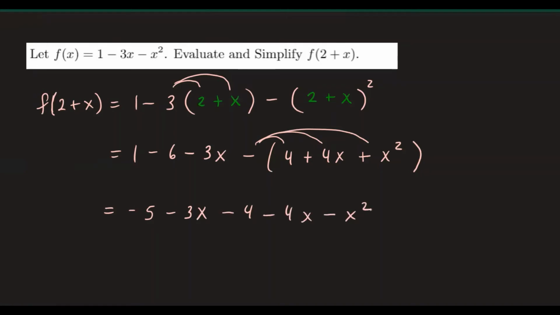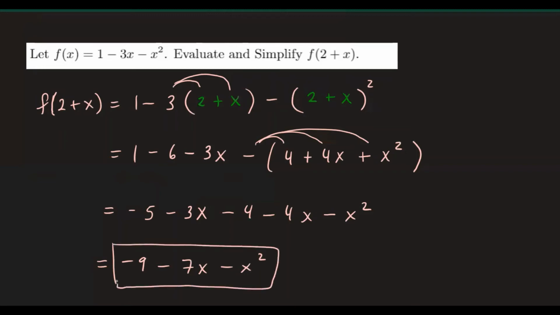And finally, we want to combine like terms again. So we have negative 5 and negative 4, that's negative 9. Negative 3x and negative 4x, that's negative 7x. And x squared doesn't have a like term, so that will just be negative x squared. And there are no more like terms, so that will be the final result of this expression.